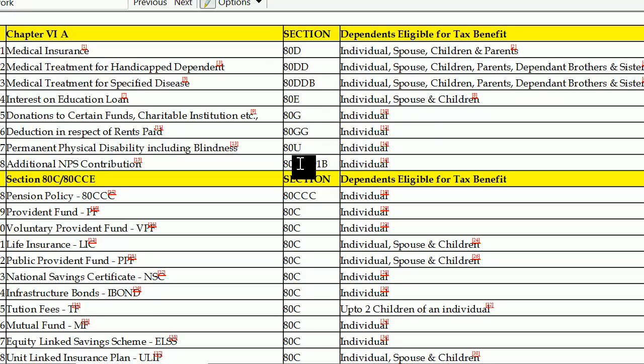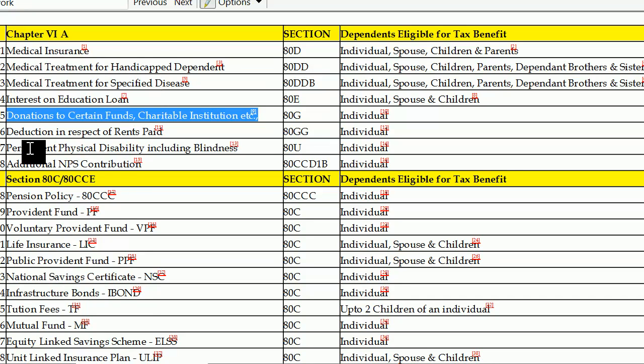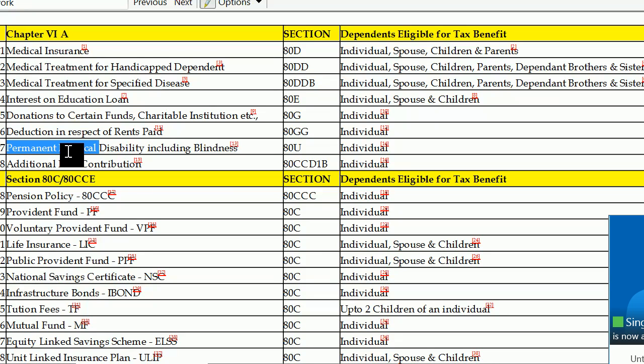So if you go to medical insurance, we will be having Chapter 4. Under Chapter 4 we will be having medical insurance, medical treatment for handicapped dependents, medical treatment for specified diseases, interest on educational loan, and donations to certain funds and charitable trusts. For example, if you give some donation in Tirupati, that will be applicable here. And deduction in respect of rent paid, permanent physical disability including blindness, and additional NPS contribution.